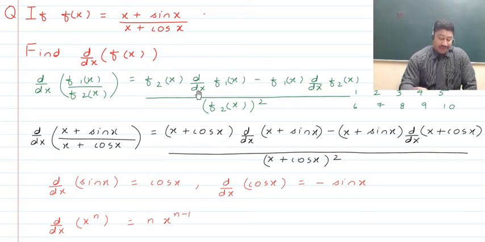So applying this rule to this given question now, we have x plus cos x, which is the denominator, times the derivative of the numerator, which is x plus sine x, minus x plus sine x, which is the numerator, times the derivative of the function x plus cos x, which is the function in the denominator, divided by x plus cos x whole square.